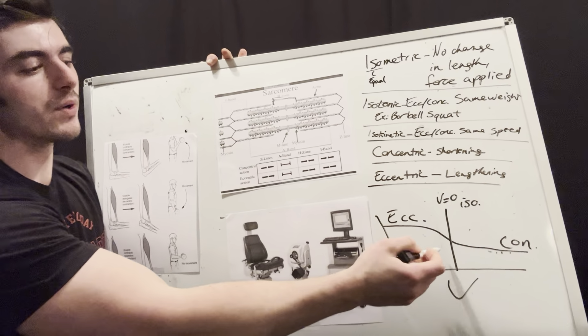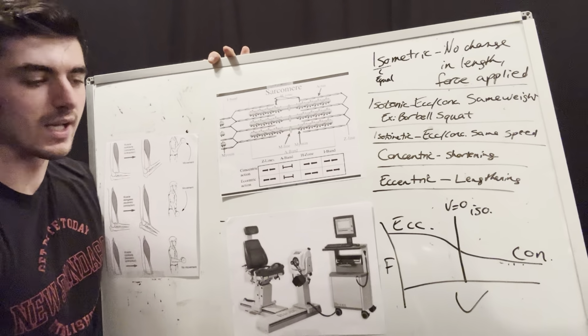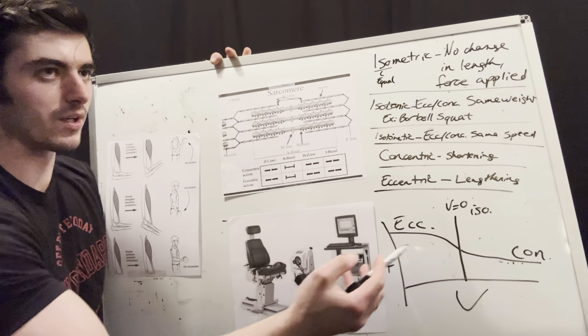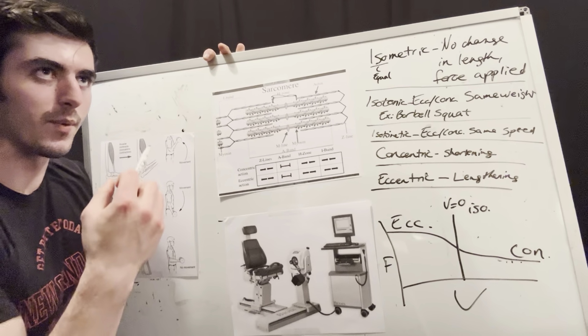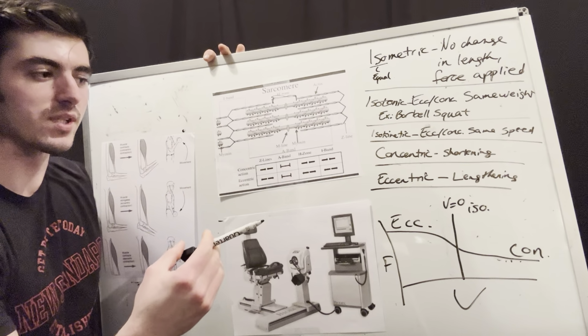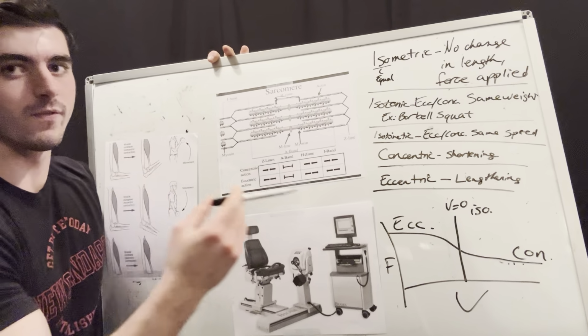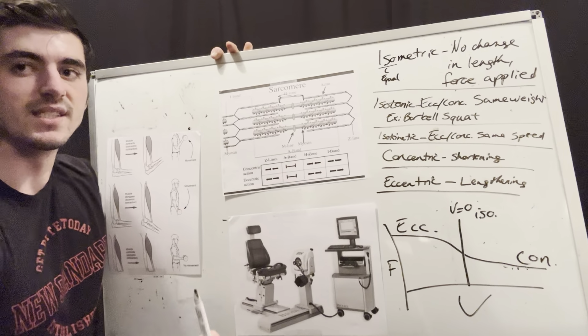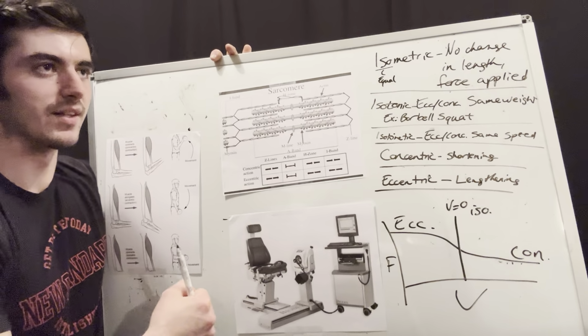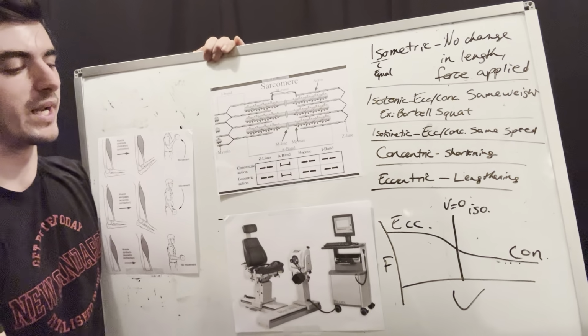If we go to the middle here, we have our isometric contractions. This is between the eccentric and the concentric. So it's a little bit weaker than our eccentric, where we're able to produce a little bit less force, but we are able to produce more force than a concentric contraction, with our velocity staying at zero. Like I said, this is very popular in many rehab settings.